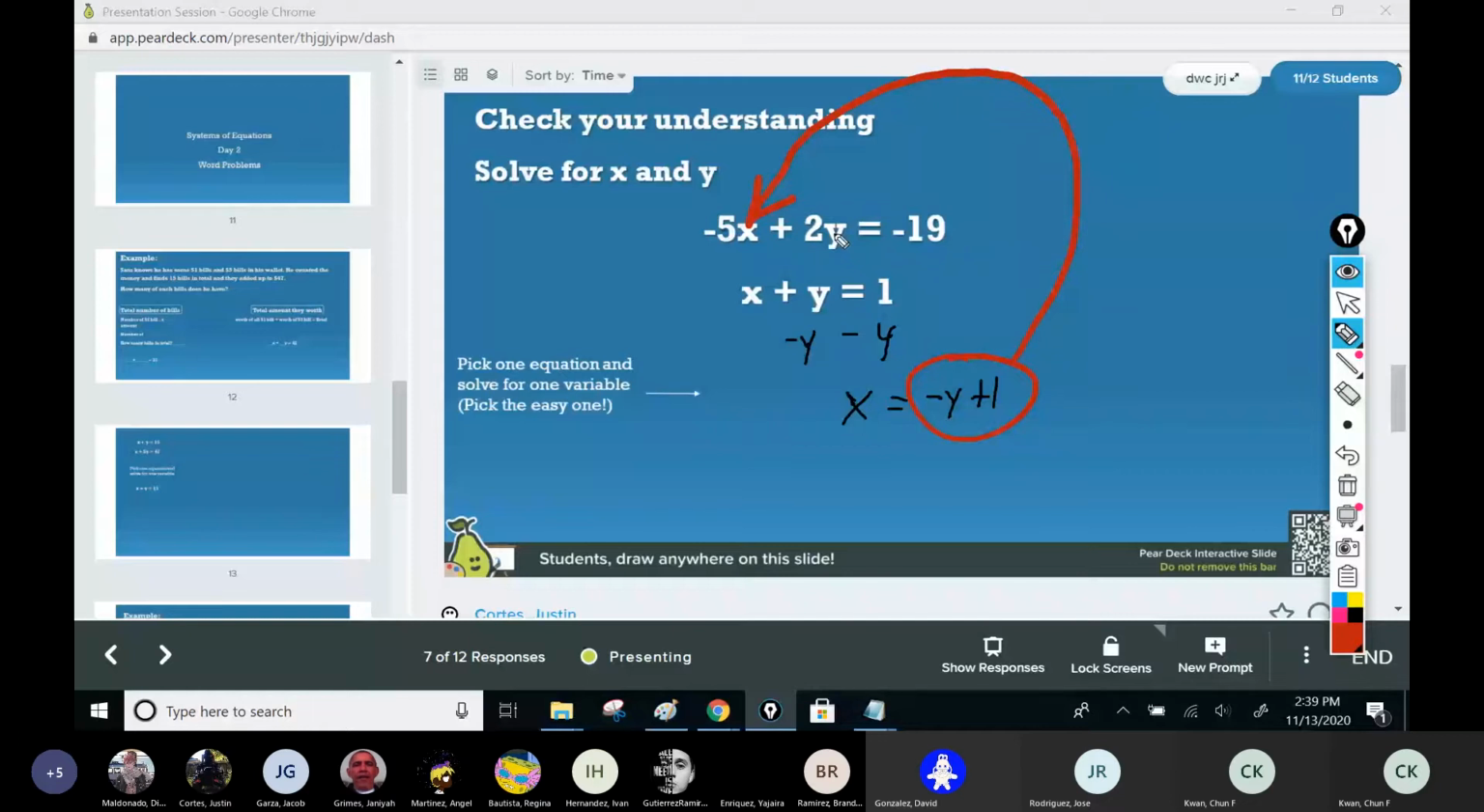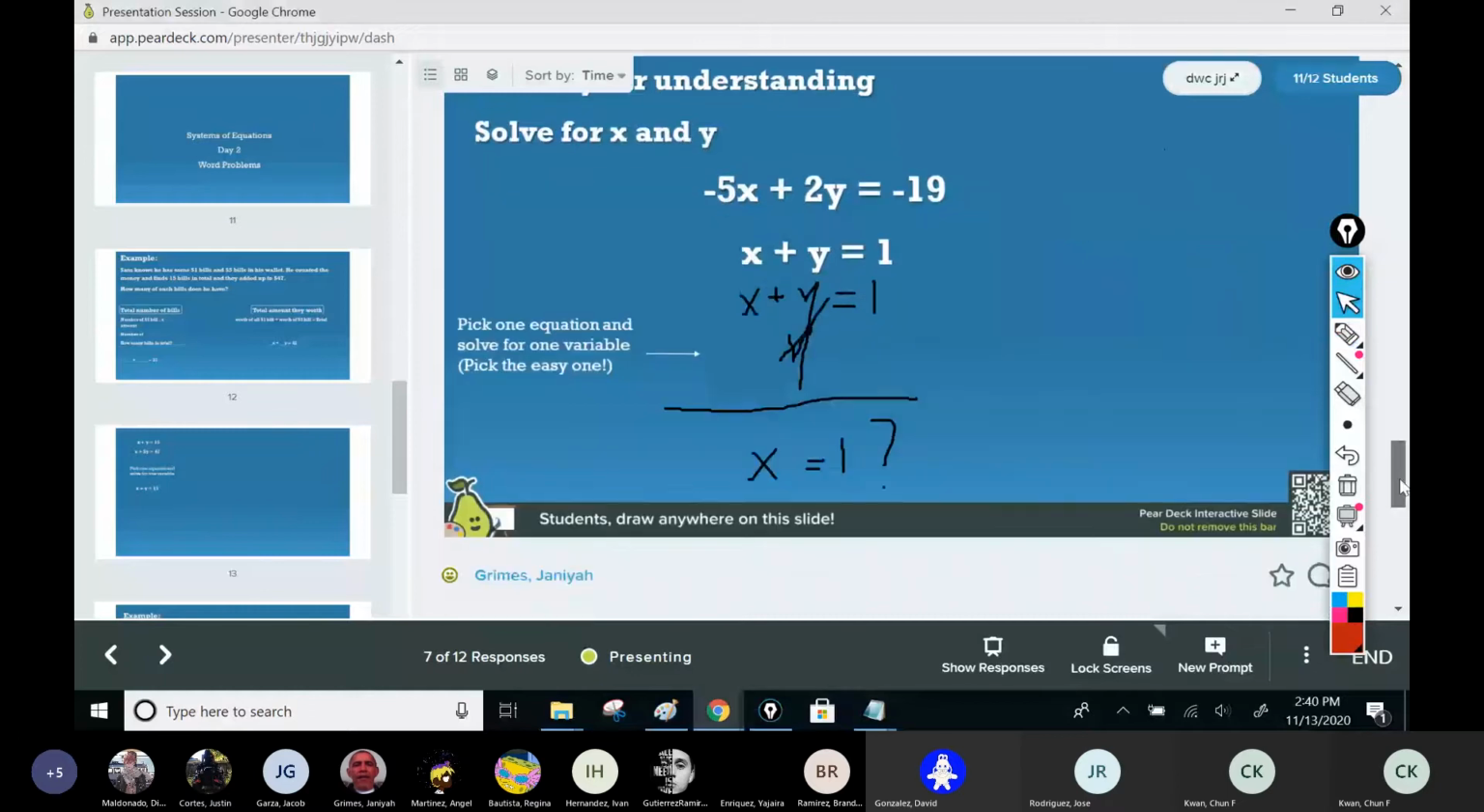So that means you're going to get -5 times, make sure you've got a parenthesis. Yep, good. And then the rest, just keep it the same, right? Plus 2y equals -19. Just keep going.